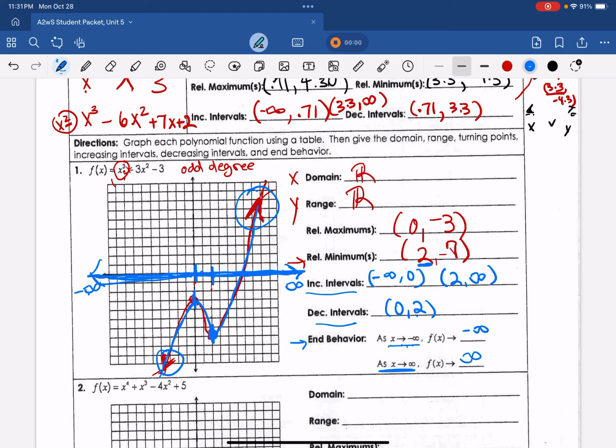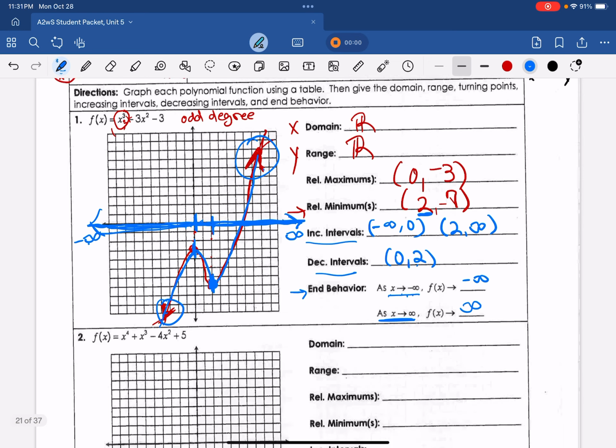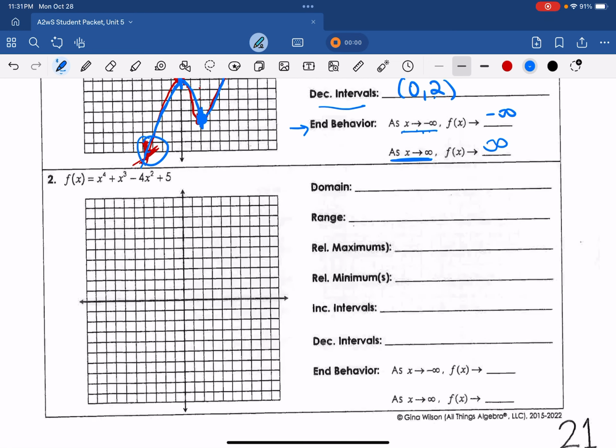Okay, so that's what's happening with those. All right, we're going to do number 2 a little bit faster. So we've got x to the 4th plus x to the 3rd minus 4x squared plus 5. So everybody go to your y equals button and clear it out. You're going to type that in, x to the 4th plus x to the 3rd minus 4x squared plus 5.